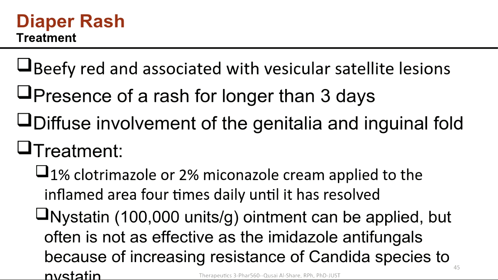Number 3 is the presence of a rash for longer than 3 days, which is very painful. The child keeps crying. It's very annoying. Therefore, we need to be very careful about that. Number 4, diffuse involvement, which we talked about, in the genitalia and inguinal fold.